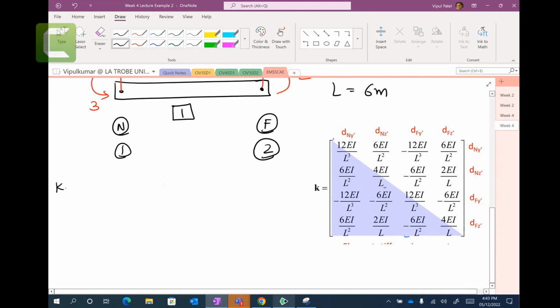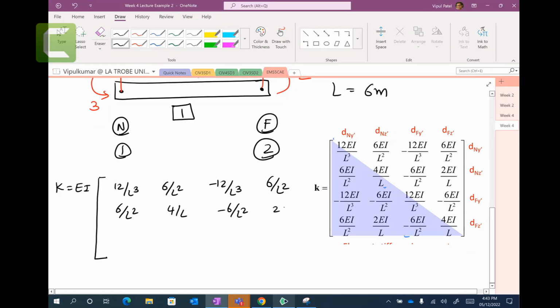So again, K equals EI. Let me put the EI outside. 12 on L cubed, 6 on L squared, minus 12 on L cubed, 6 on L squared, 6 on L squared, 4 on L, minus 6 on L squared, 2 on L, minus 12 on L cubed, minus 6 on L squared, 12 on L cubed, minus 6 on L squared, 6 on L squared, 2 on L, minus 6 on L squared, 4 on L.